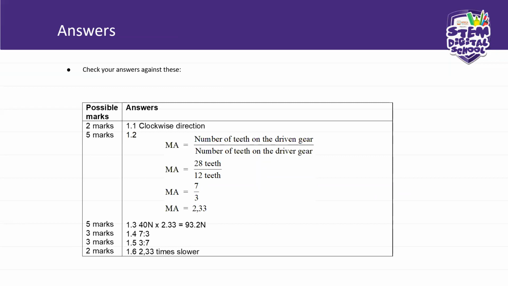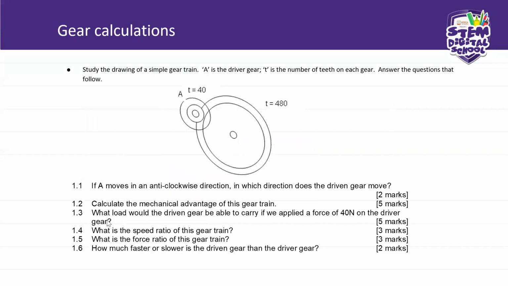So this is just a typical calculation for mechanical advantage. What load would the driven gear be able to carry if we applied 40 newtons, that's the force, on the driver gear? What is the speed ratio of this gear train? What is the force ratio of this gear train? How much faster or slower is the driven gear than the driver gear? Okay, let us just end it here.